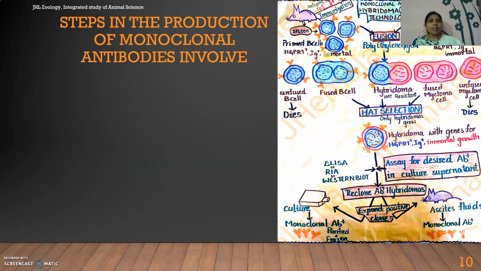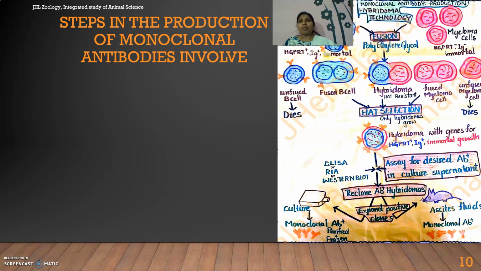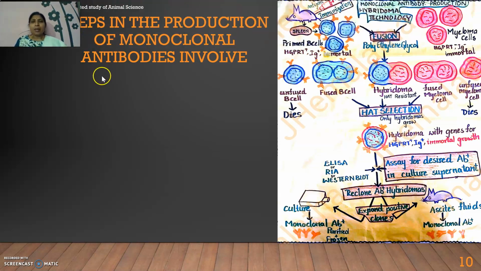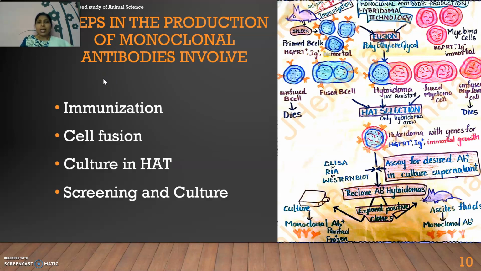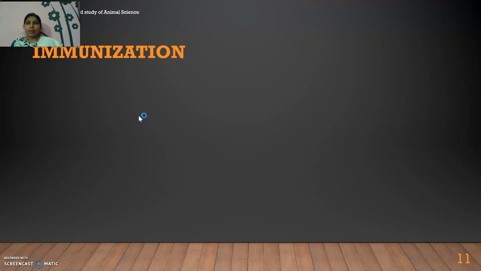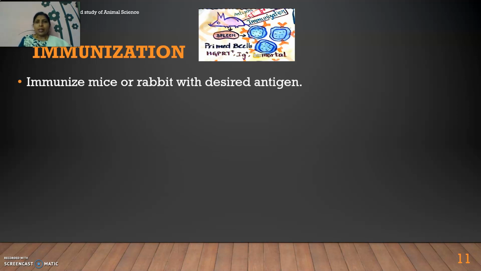Now let us see the steps involved in the production of monoclonal antibodies. The main steps involved in the production of monoclonal antibodies are immunization, cell fusion, culture in HAT, and screening and culture. Now let us see all the steps one by one. So immunization. What is this immunization? Here you have to select an animal, the mice or the rabbit, and that is immunized with a desired antigen.